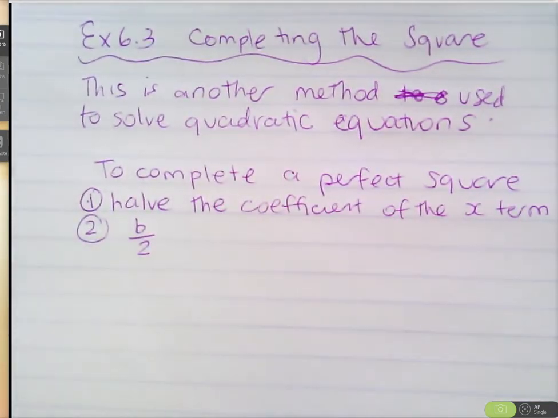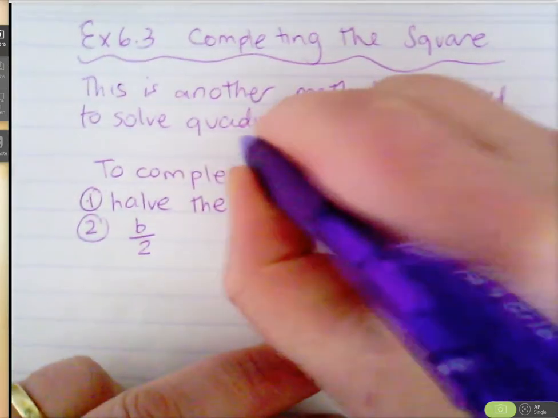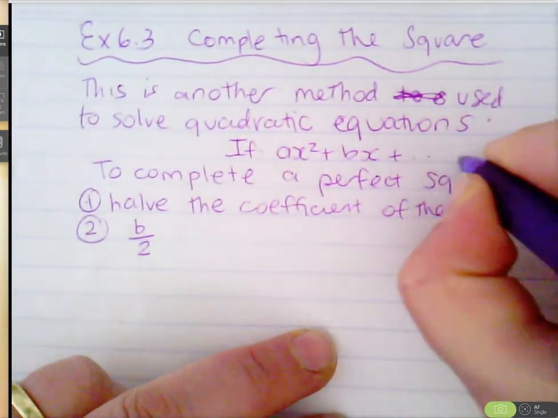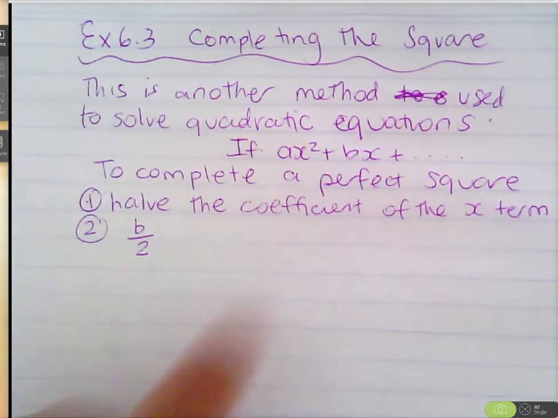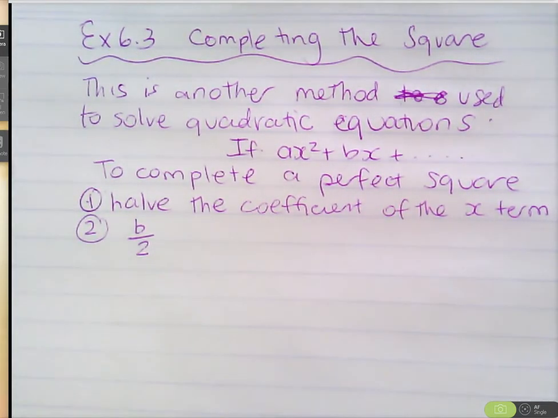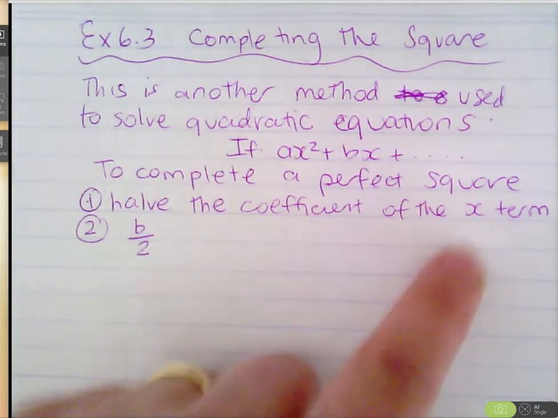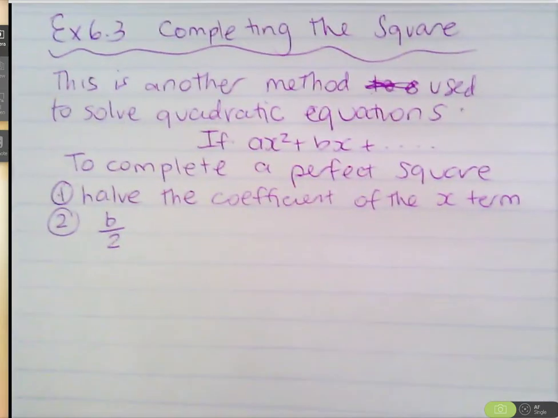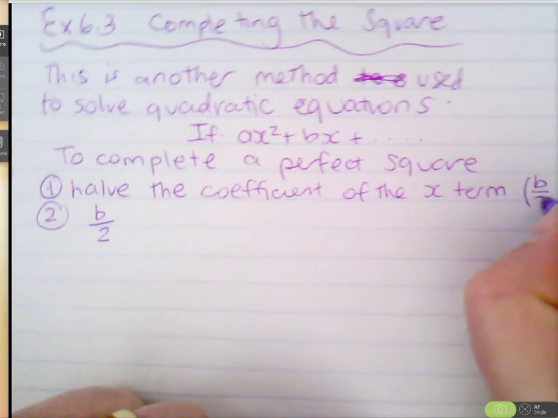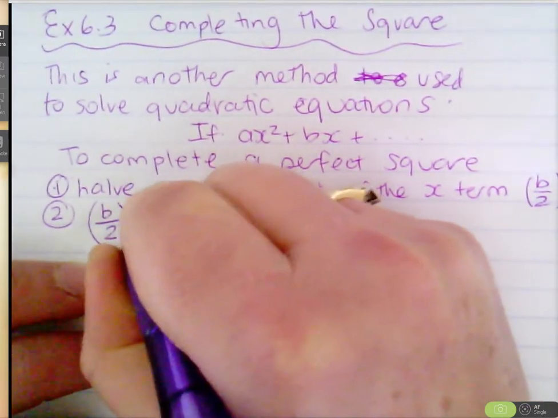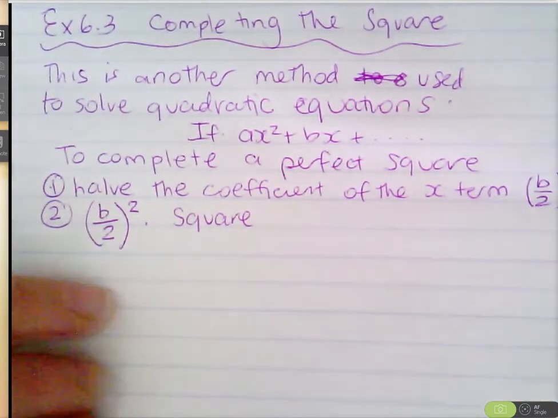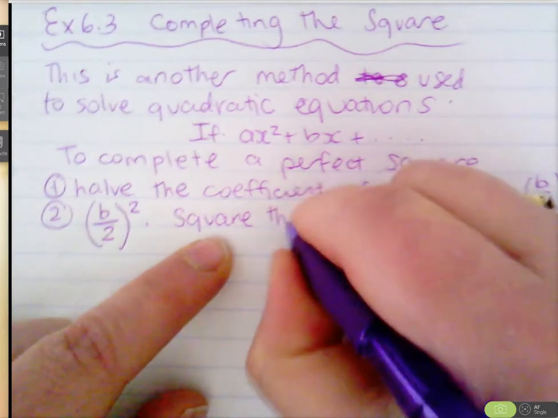You know how it's ax squared plus bx plus c equals 0? So if you've got ax squared plus bx, I won't put the c term here because you don't have it yet. We're trying to complete the square. So you halve the coefficient of the x term. So what you do there is you do b and divide it by 2. So you do b on 2, and then you square it. Then we square that answer, b on 2. So we square the answer from part 1.